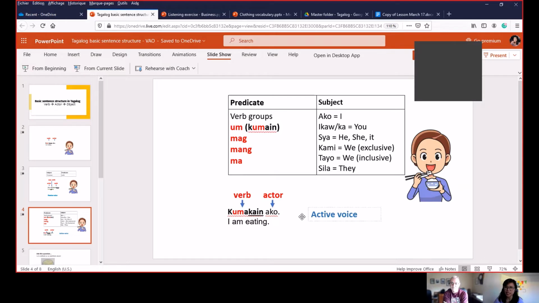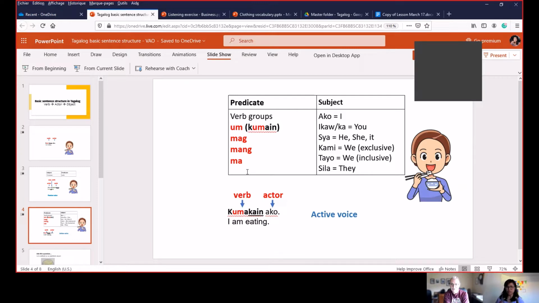So here, like I said, this is our basic sentence structure, and this is the full sentence. You have a verb and then you have an actor. We don't have an object yet. And when this is the case, we have to pick our verbs from these groups of verbs here: the um group, the mag group, and the ma group. An example of a verb is kumain. Kumain is the infinitive of the verb to eat. Now, kumakain is the present tense.